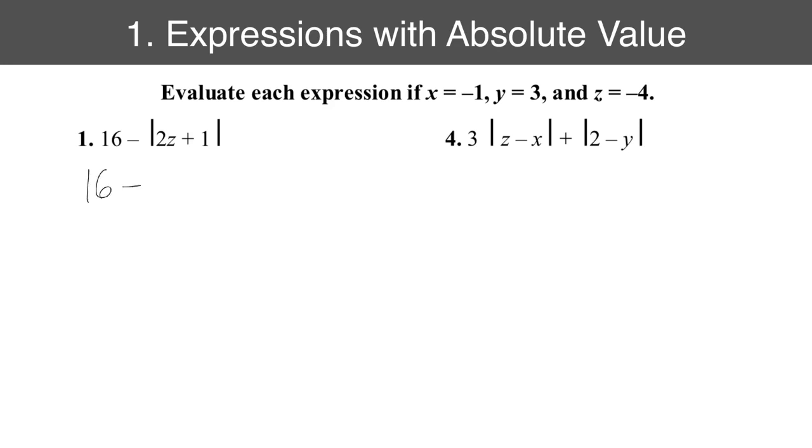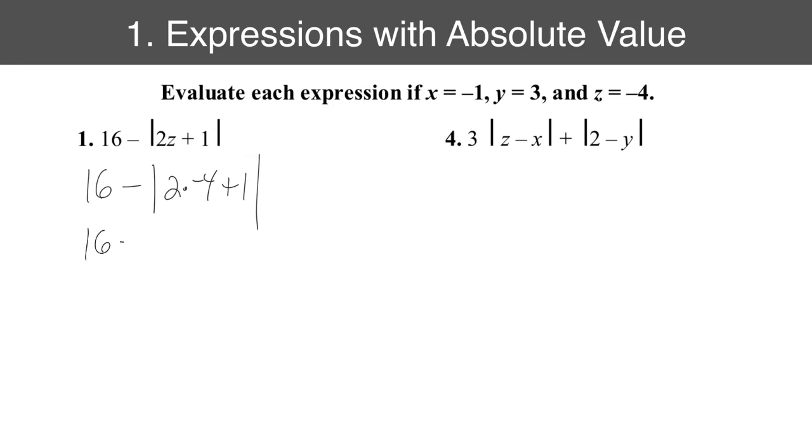So you have 16 minus the absolute value of 2 times z, so 2 times negative 4 plus 1. Now, you can do this one of two ways. In your calculator, if you remember how to do the absolute value, you can do all of this at one time. But I know some of you are nervous about messing it up, and I would be too. So if you're worried about messing it up, then do your order of operations and do it step by step so you don't make a mistake. So these absolute value bars act like grouping symbols. So we're going to do everything inside of them first, then we'll do what's on the outside. So let's do that first.